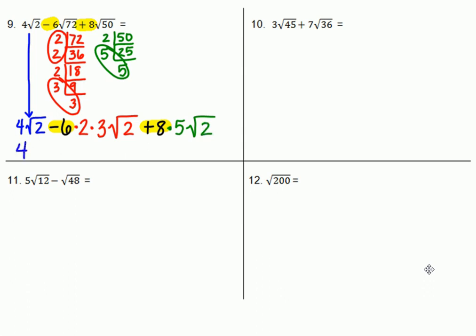So the first part stays the same, just 4 square roots of 2. But then we have a -6 times 2, which is -12, times 3, which is -36. And then the last piece, the 8 times 5 on the outside is 40. And notice now that all 3 terms have a square root of 2 attached to them. So we can combine them together.